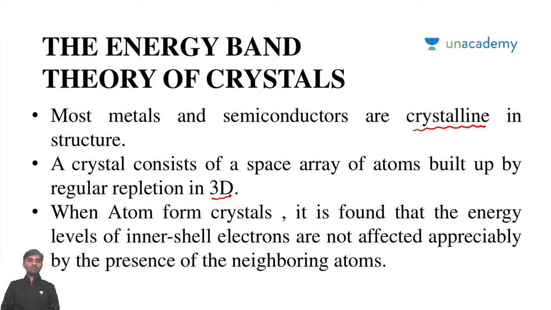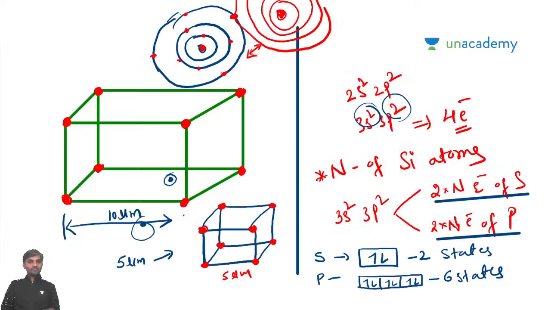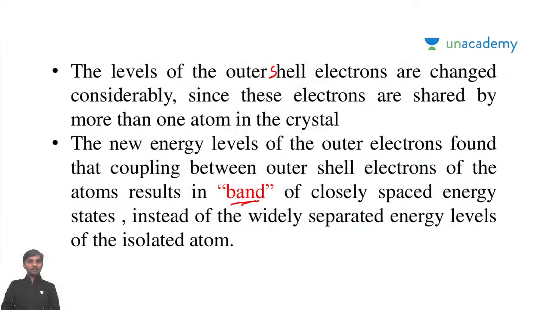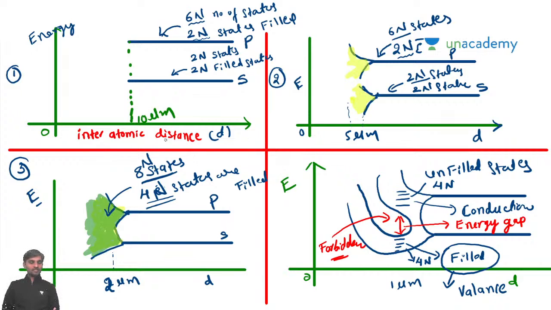The energy band theory was a very, very important concept, and we have seen that whenever the interatomic distance is decreased, initially you have 2n states of the s orbital and the p orbital. The s orbital will be completely filled, whereas the p orbital is only filled 1/3. Then, whenever the interatomic distance is decreased from 10 micrometers to 5 micrometers, you can see the spreading of the energy levels happening.